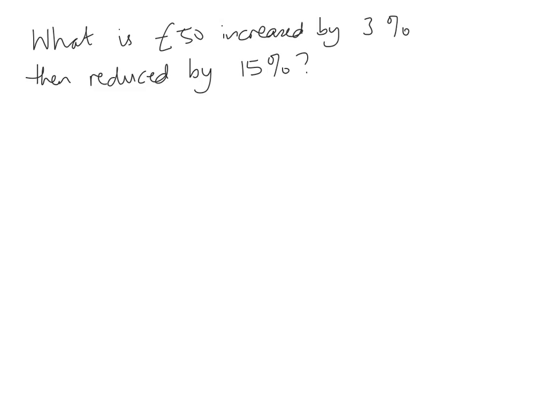I want to do two different things here. I want to increase my £50 by 3% and then reduce my answer by 15%. And unfortunately, it's not just going to be the same as taking 12% off. We do need to do it as two separate steps. So I'm going to start off with my £50, and I'm going to multiply it by 1 plus 3 over 100.